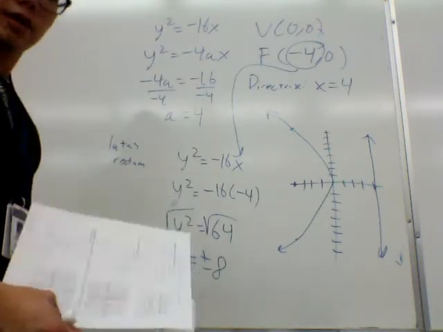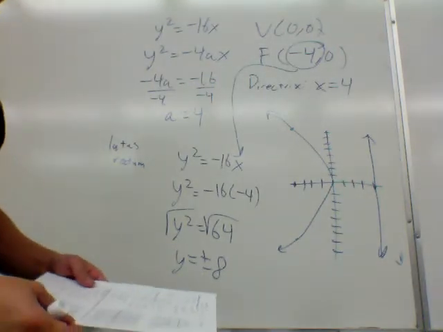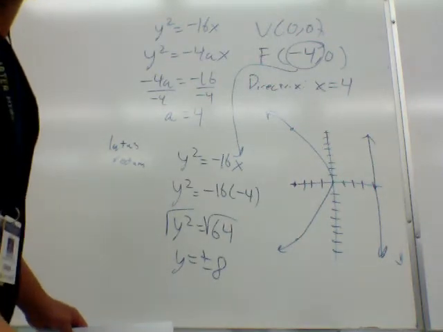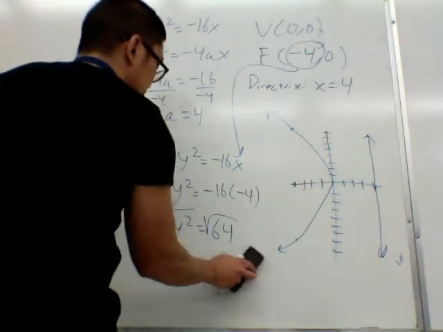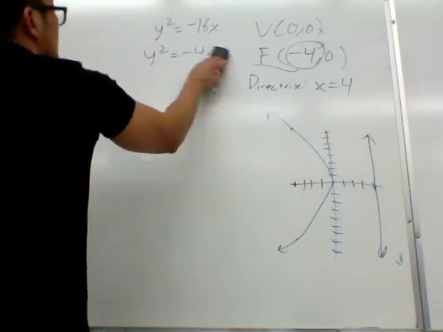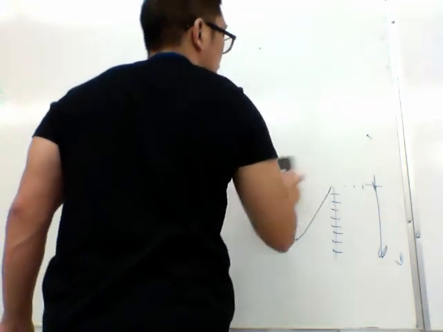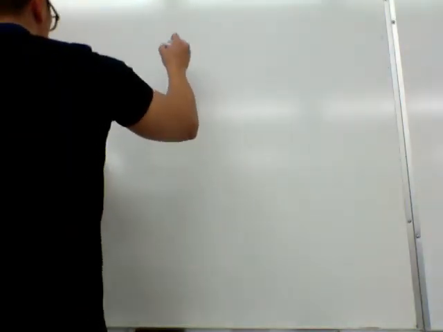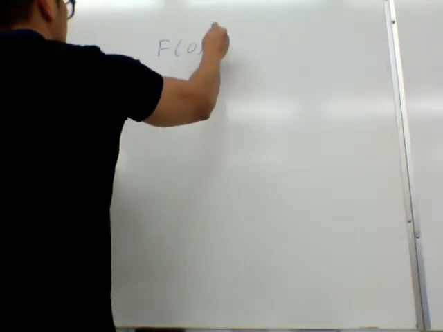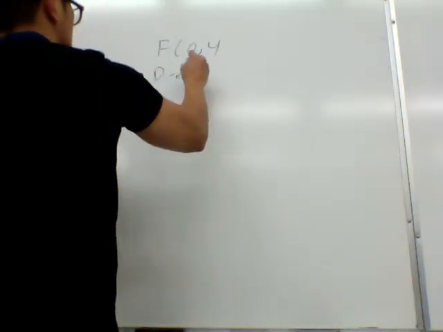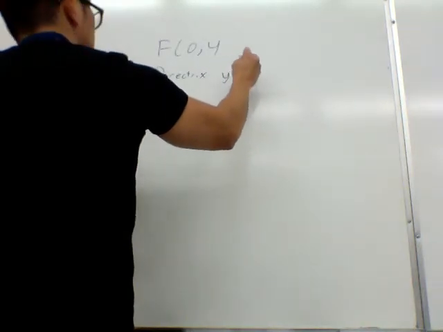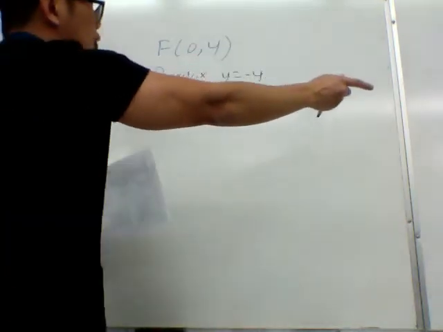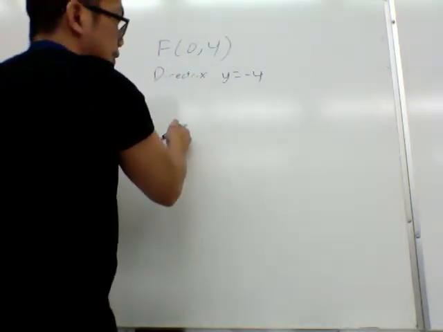Okay? Now, example 5 is a little bit different because this time they don't give you the equation, they just give you a bunch of information and you're supposed to find the equation. So this is example 5. You have the focus at 0, 4 and the directrix at y is equal to negative 4. So if I know the focus is at 0, 4 and my directrix is at negative 4, I know my vertex is at 0, 0.